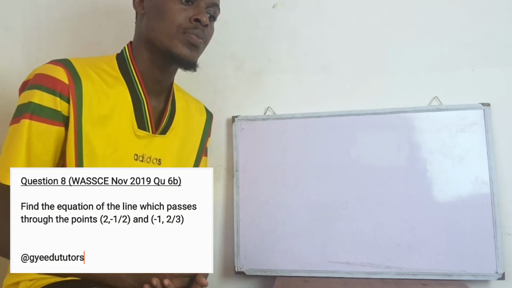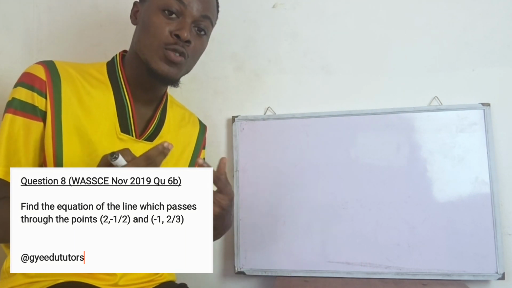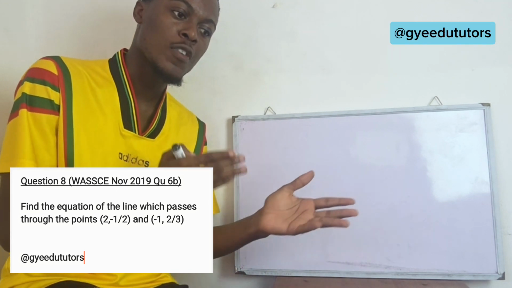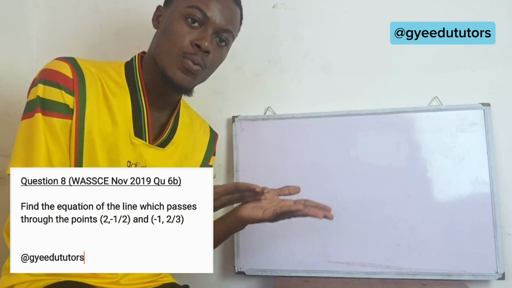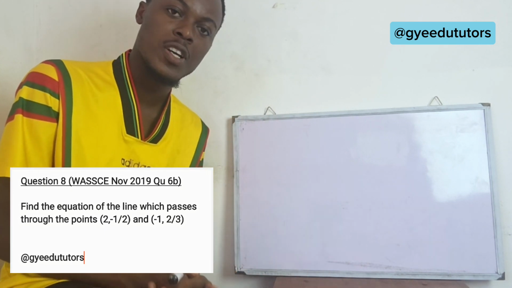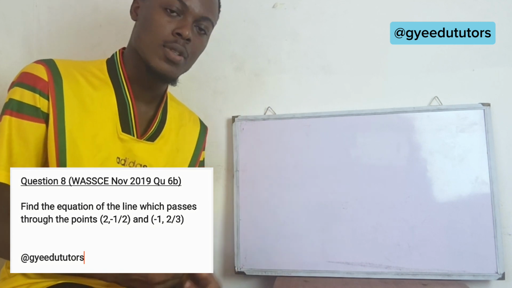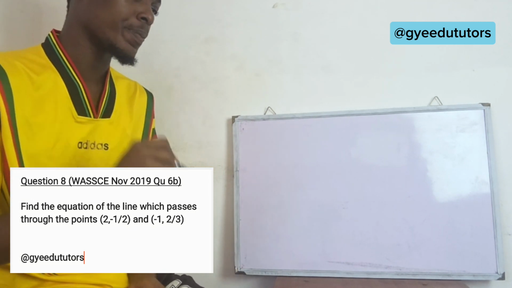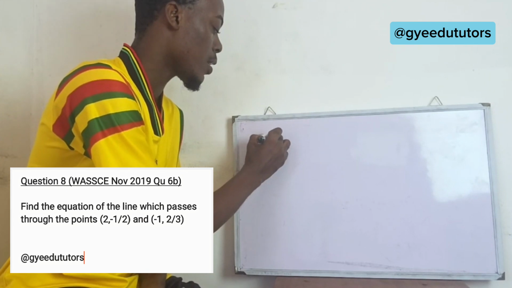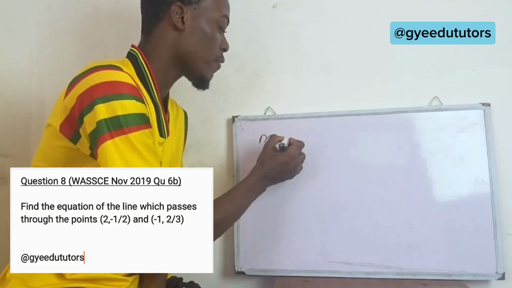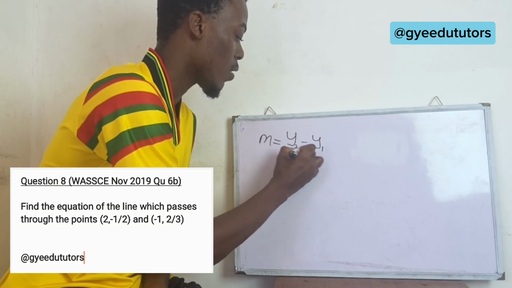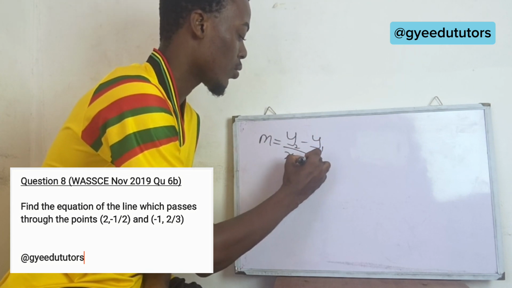Okay. So first of all, in doing this question, there are two approaches. First of all, you find the slope or the gradient. After that, you pick a point and you use it to find the equation of a straight line. So let's do it. First of all, you find the slope, which is M. Let's make it M. So finding the slope is y2 minus y1 over x2 minus x1.